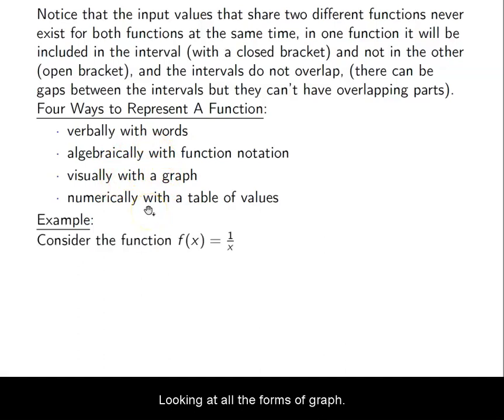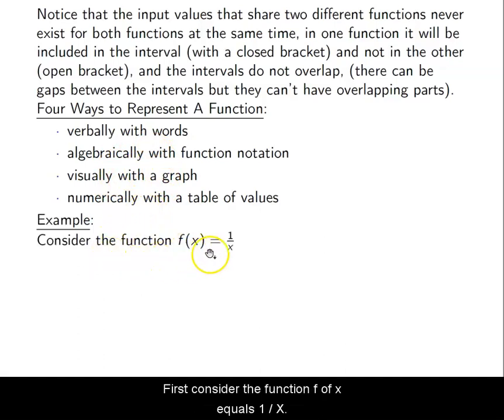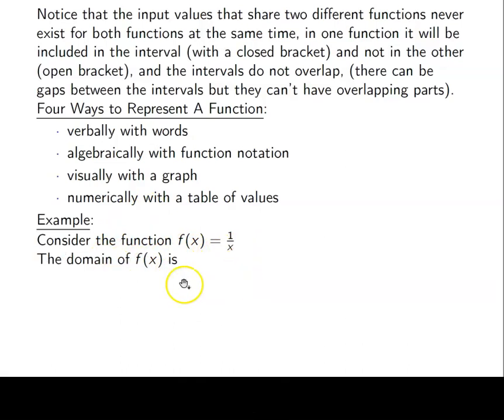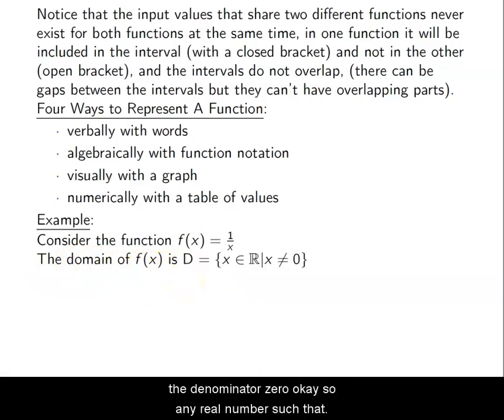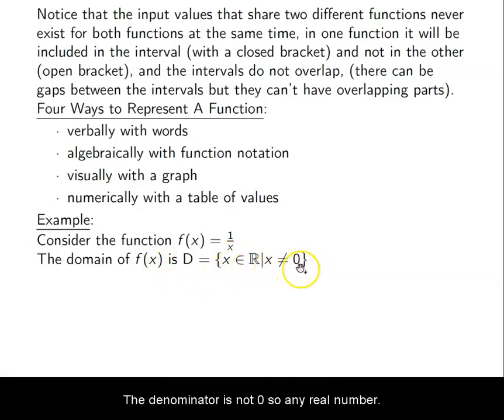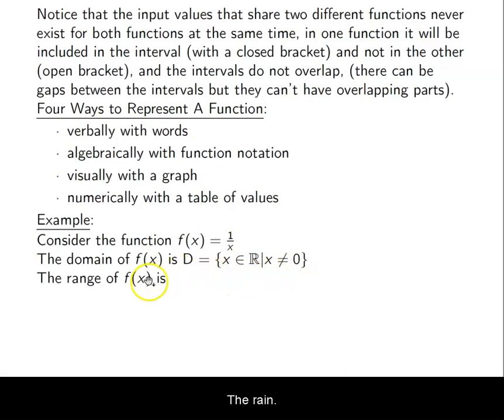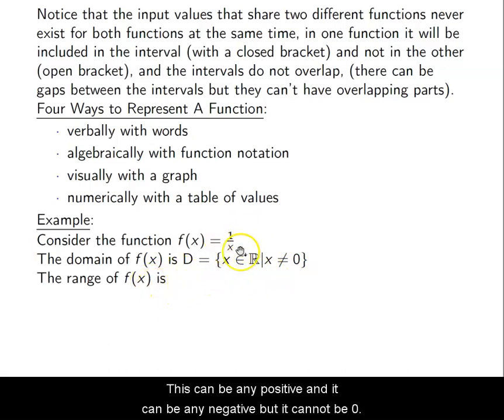Okay, so let's look at an example. Let's consider the function f of x equals 1 over x. If we talk about all the things we've done so far, the domain of f of x is basically anything that does not make the denominator 0. So any real number such that the denominator is not 0, so any real number that's not 0. The range can be any positive and it can be any negative, but it cannot be 0.